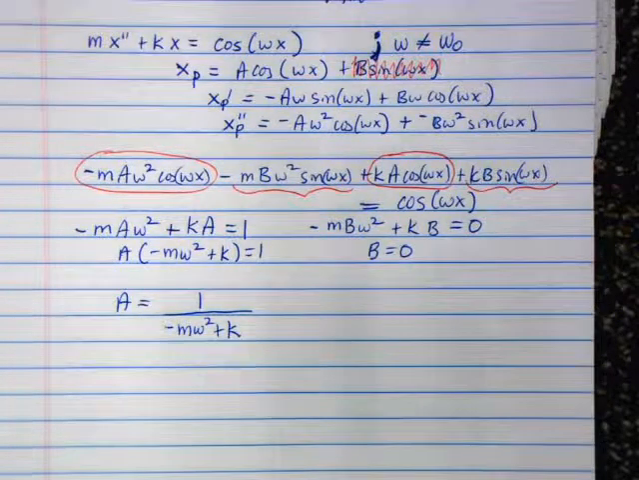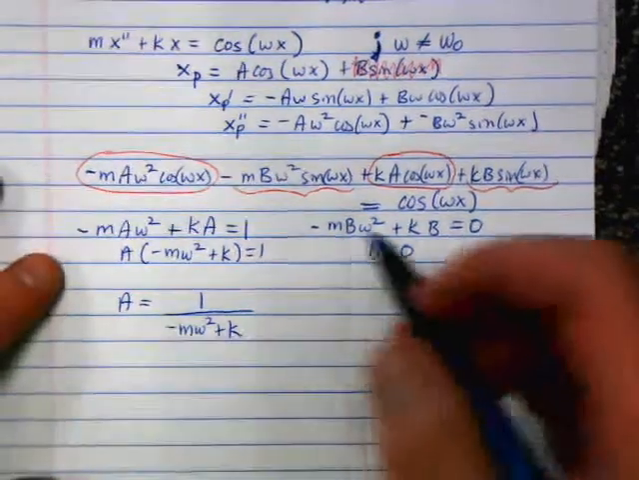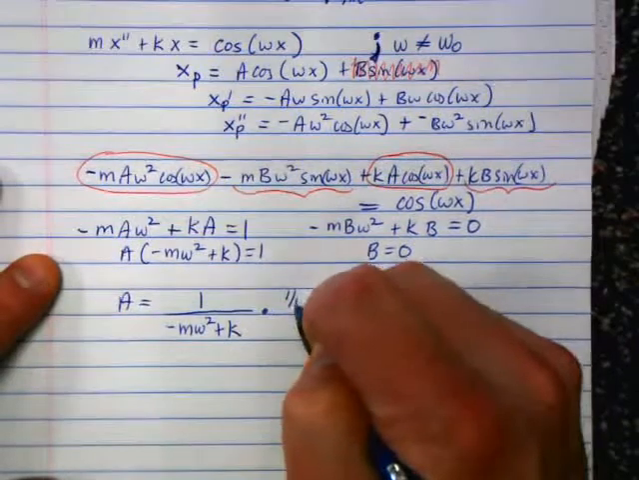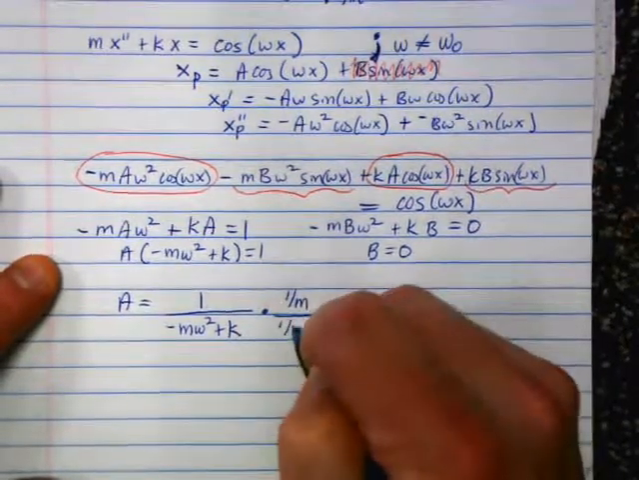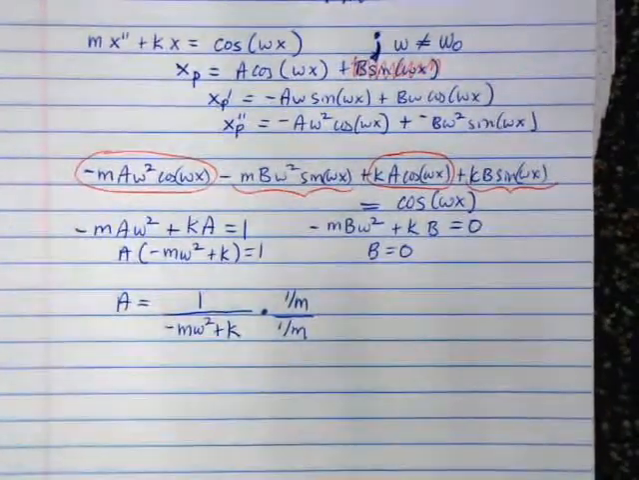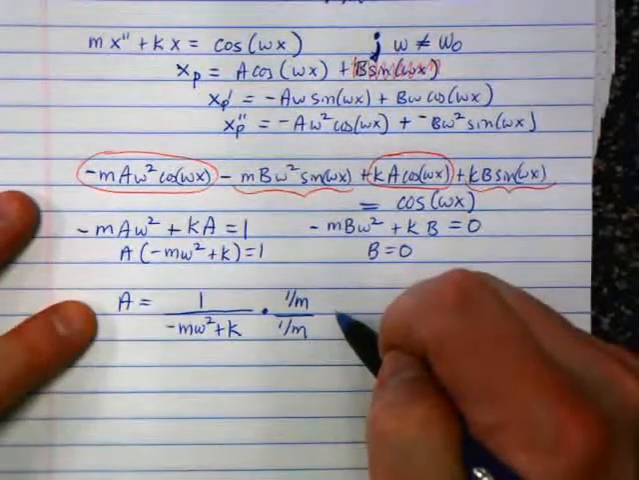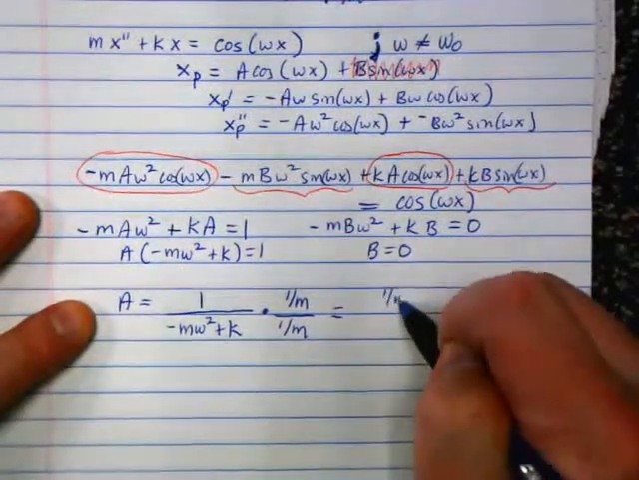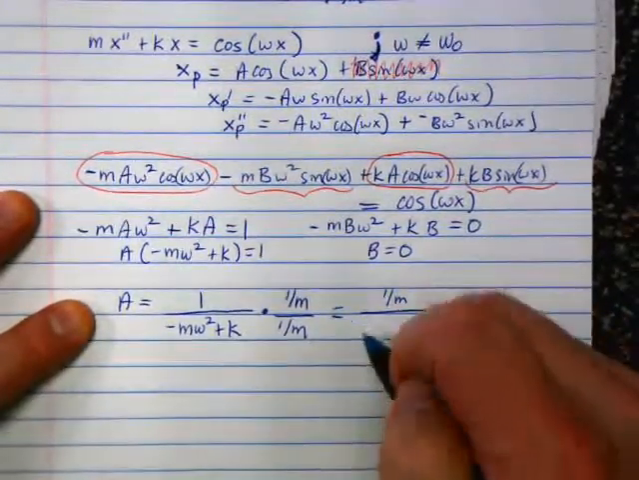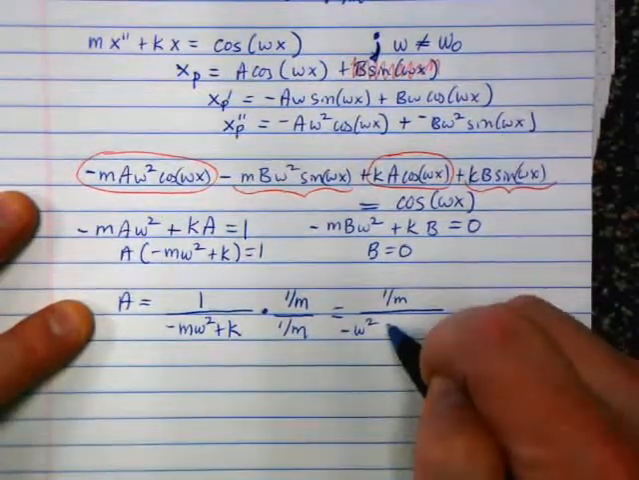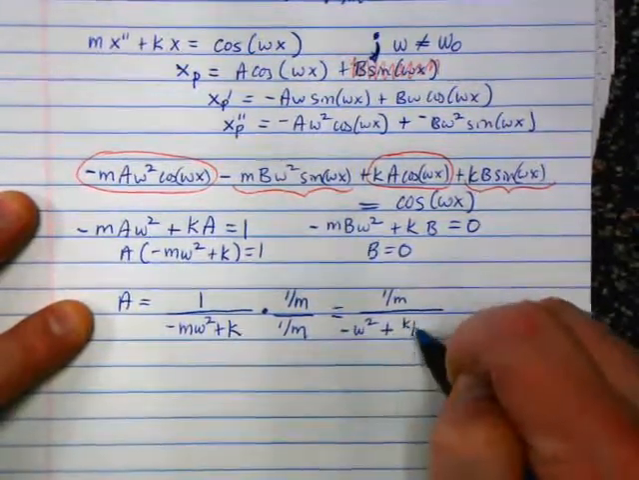And then I'm going to do something a little bit unusual, something that's going to surprise you at first, but I'll tell you why I'm doing it in just a minute. I'm going to take this fraction, and I'm going to multiply top and bottom by 1 over m. So that gives me up on top 1 over m divided by negative omega squared plus k over m.